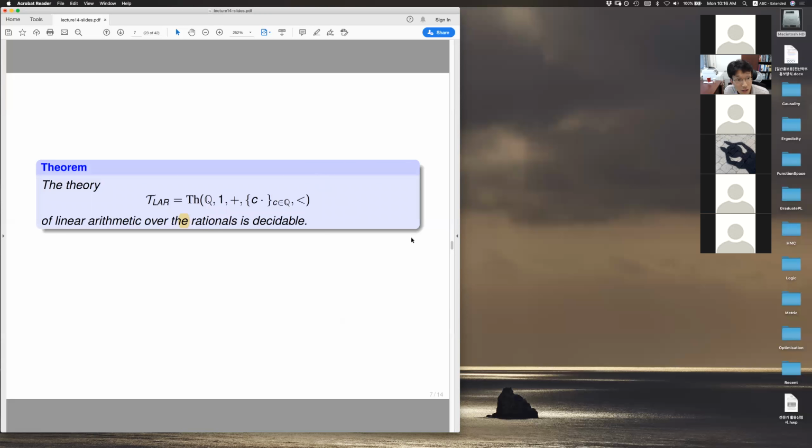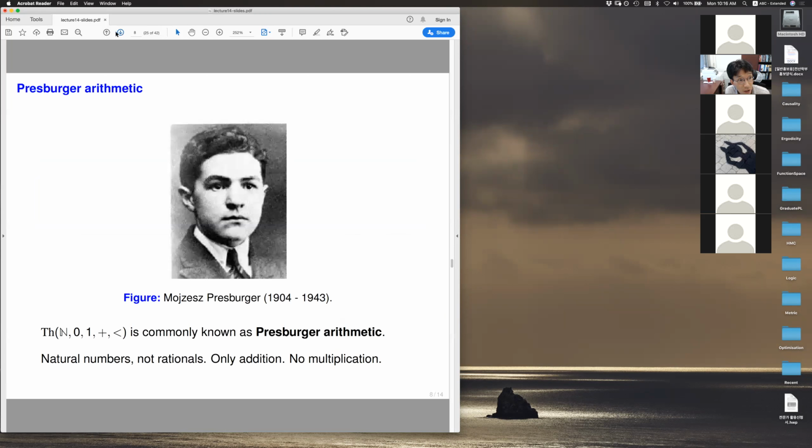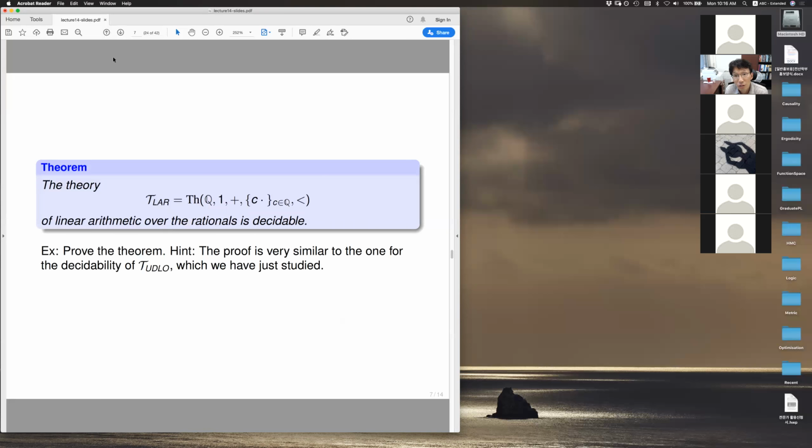So that's it for today. And on Wednesday, we're going to move on to something called Presburger arithmetic, and we will discuss the decidability of Presburger arithmetic using quantifier elimination.